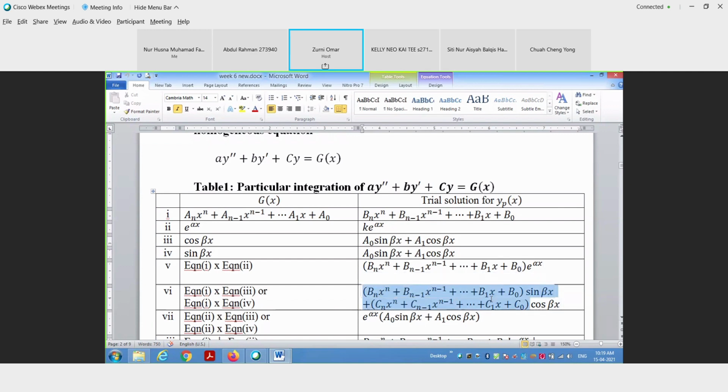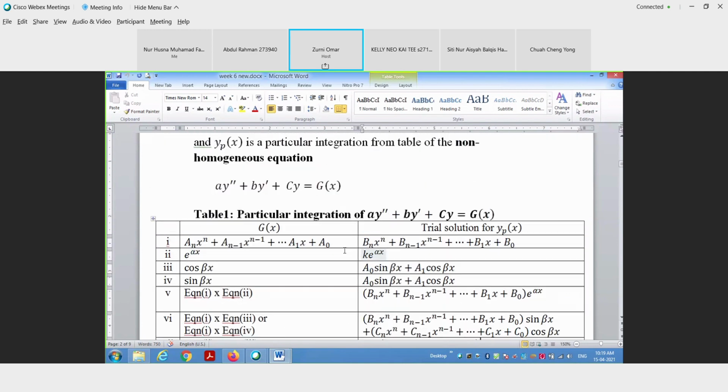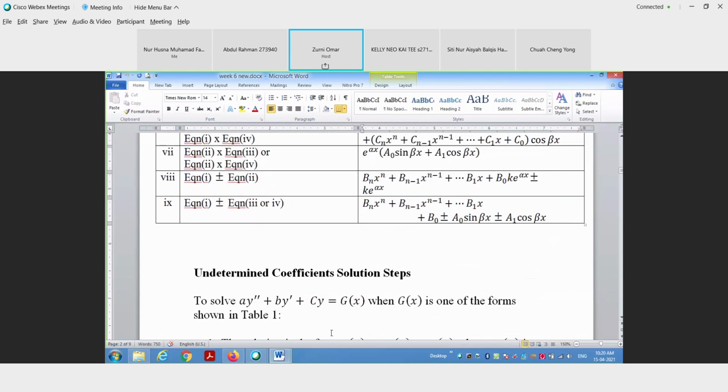A polynomial times sin beta x, plus another polynomial times cos beta x. This one is different from this, right? So you can always refer to this table to find yp, the trial solution. It's not confirmed yet. For the first time, you try this first.